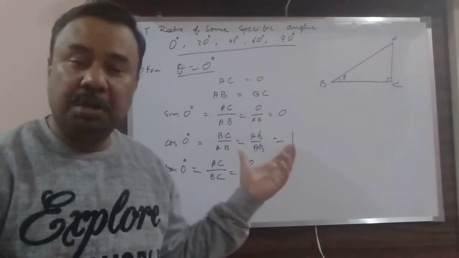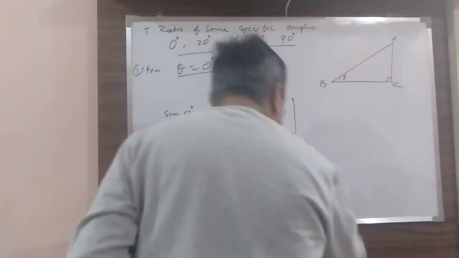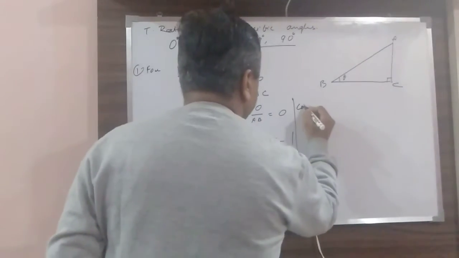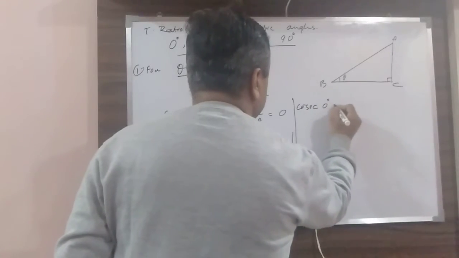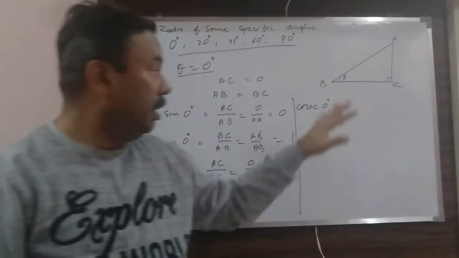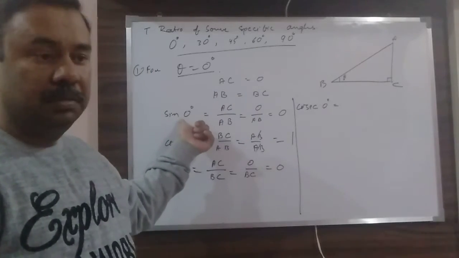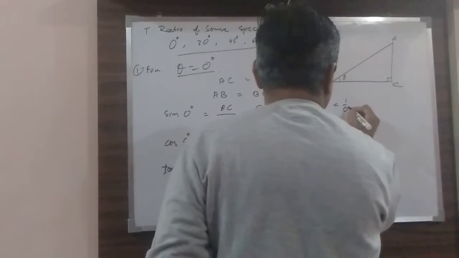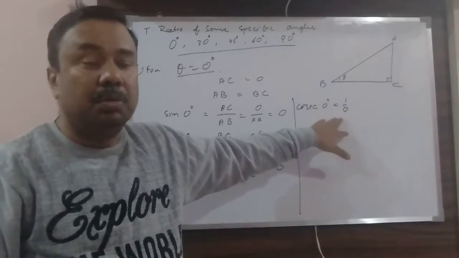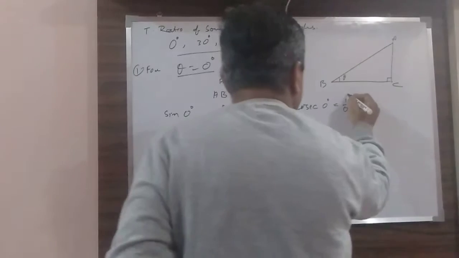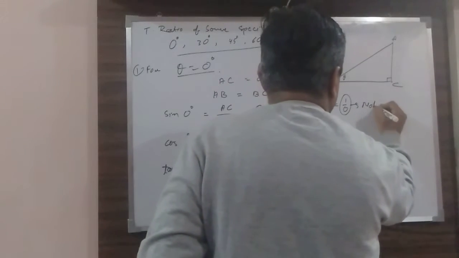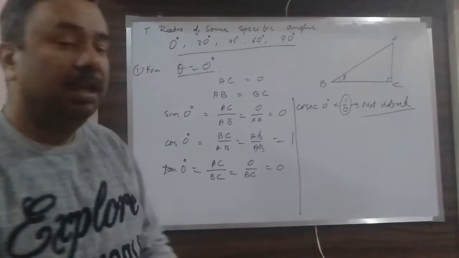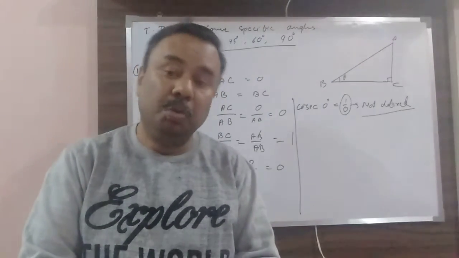This is the first 3 ratios. Now the remaining 3 ratios also. For the remaining 3 ratios, if I have to find out cosec of 0 degree, you know what it is? It is just the reciprocal of sine. So it will be 1 by 0, and since the denominator cannot be 0, we will write it as not defined, because denominator can never be equal to 0.